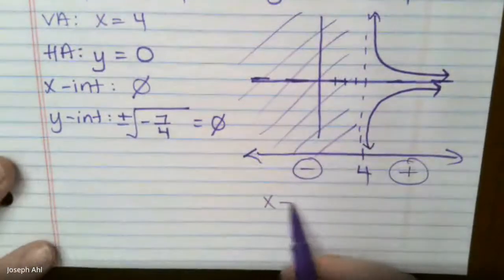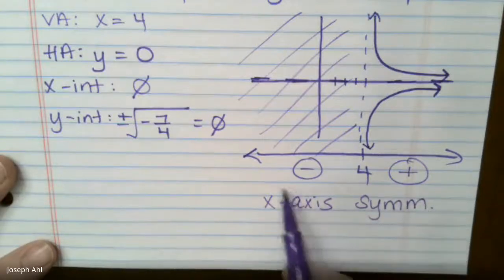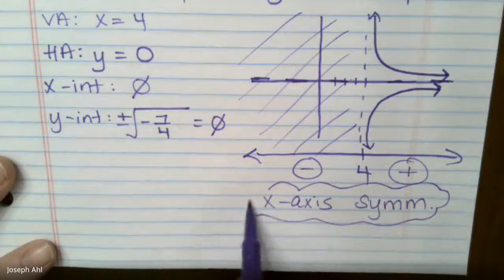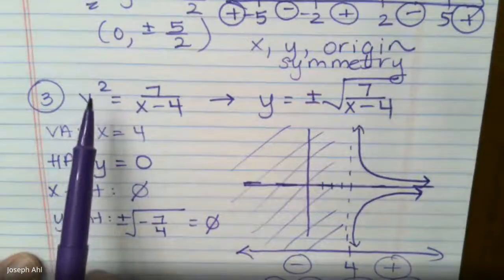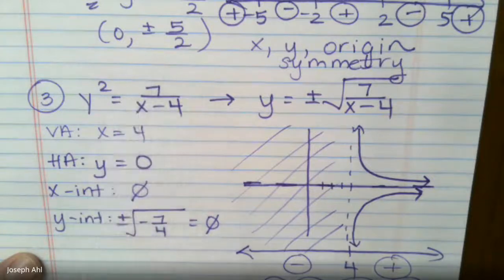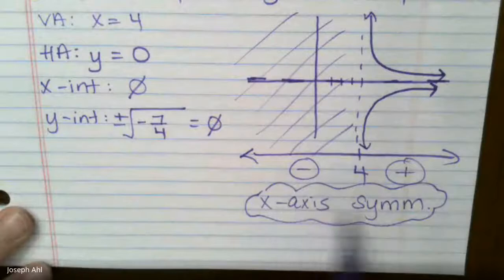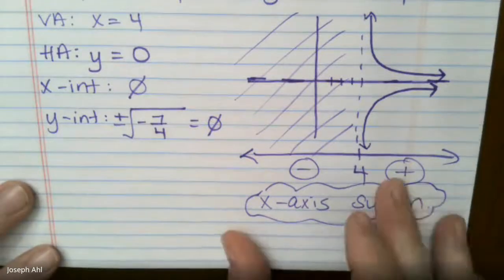And if we think about symmetry, this one only has x-axis symmetry. Okay, so when you see a y squared equation, because y and negative y are guaranteed to have the same output over here, you're going to wind up seeing that y squared equations will have x-axis symmetry in this unit.